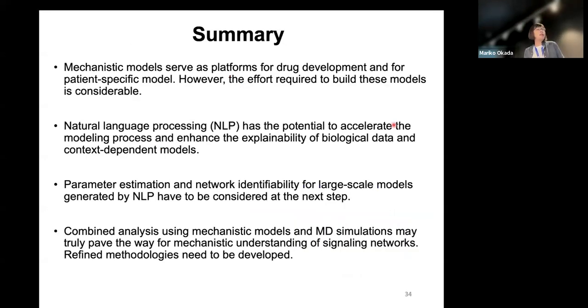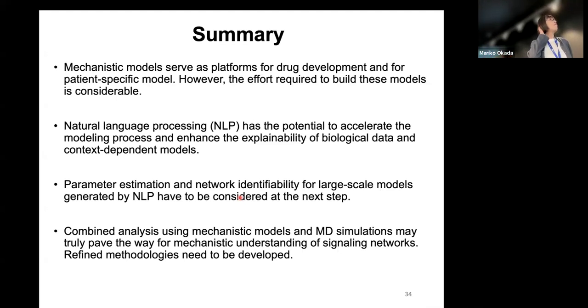So here is my overall summary. We've been working on mechanistic modeling and the patient-specific model. And then we started to use natural language processing. And I think I need to work more on parameter estimation and network identifiability for the large-scale model, because the NLP-based model can be large. And we want to get more solid results to remove the uncertainty of the model.